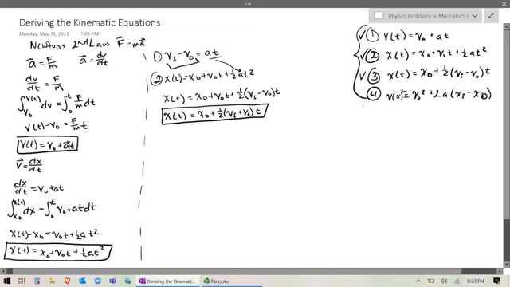And the last one we have to derive is velocity as a function of position. So we know we're going to need our x's, so we're going to take equation 3 here and rearrange it so that we have x final minus x initial is equal to 1/2 (velocity final plus velocity initial) t.